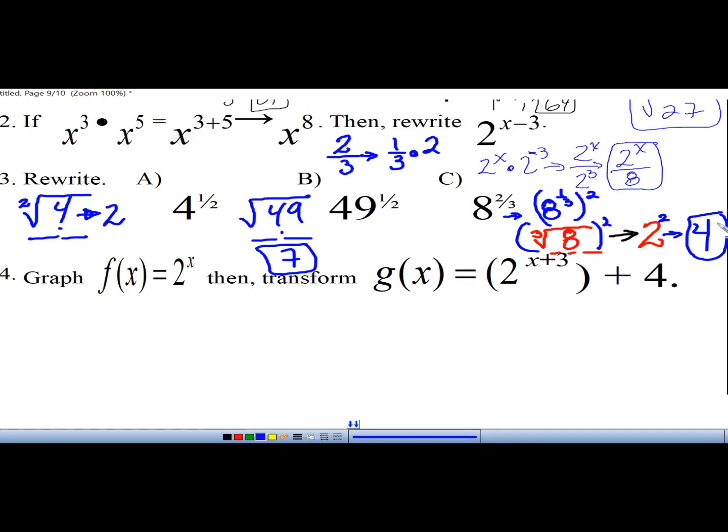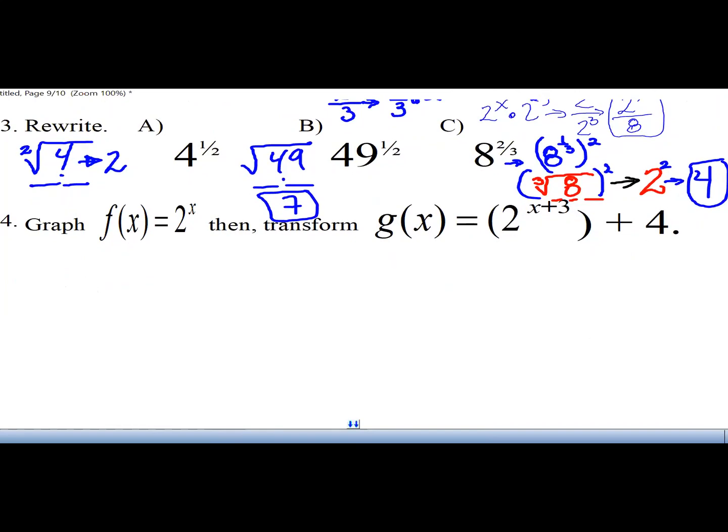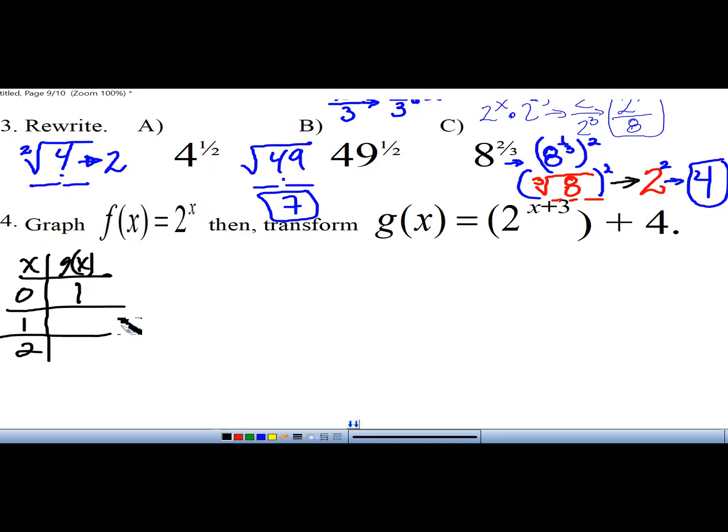I'm going to keep using these because we're going to need those for the next concept coming up next week, which is logs. So stay focused. All right, let's go to graphing. To graph this parent function, I'm only going to use 3 values on my table, x and g of x, just to make it expeditious: 0, 1, and 2. If I substitute 0 for the exponent, that's 2 to the 0. Any number to the 0 is 1. 2 to the 1 is 2. 2 to the 2nd power is 4.